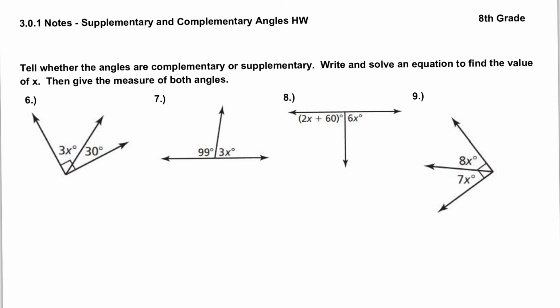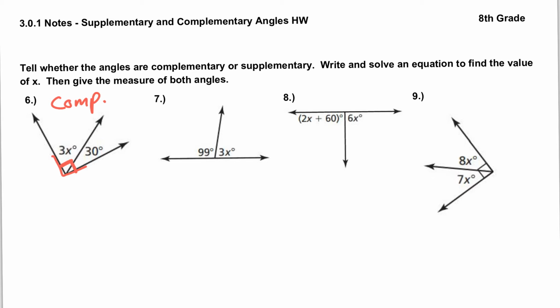Flipping over to the next page of notes, it says tell whether the angles are complementary or supplementary, and then write and solve an equation to find the value of x. So we're going to use those definitions of complementary and supplementary angles here to help us write some equations. So for number 6, this little symbol right there is a right angle symbol. That means those two angles add up to 90 degrees. So whenever they add up to 90 degrees, they are complementary.